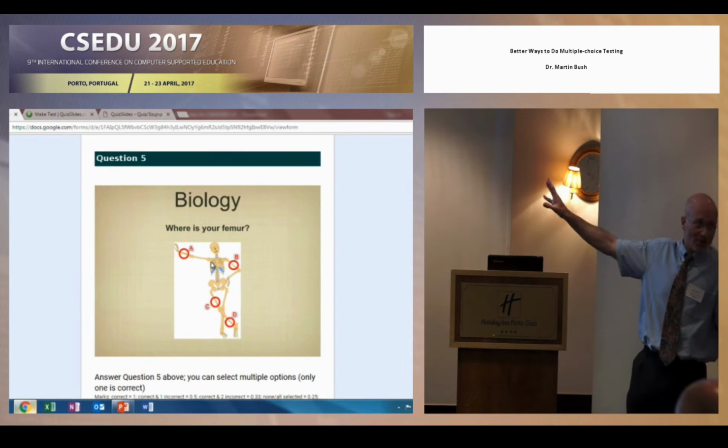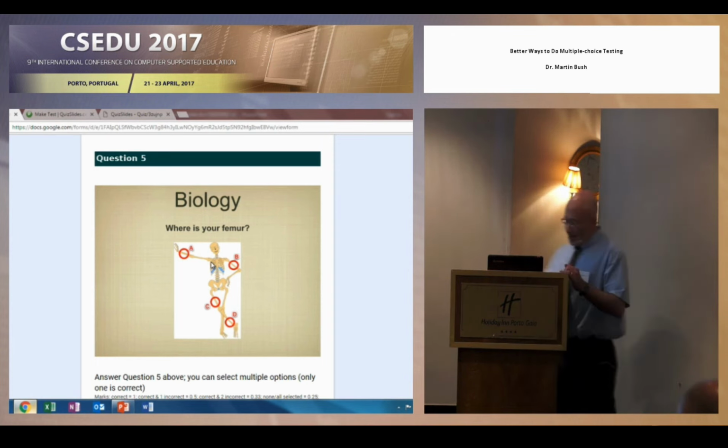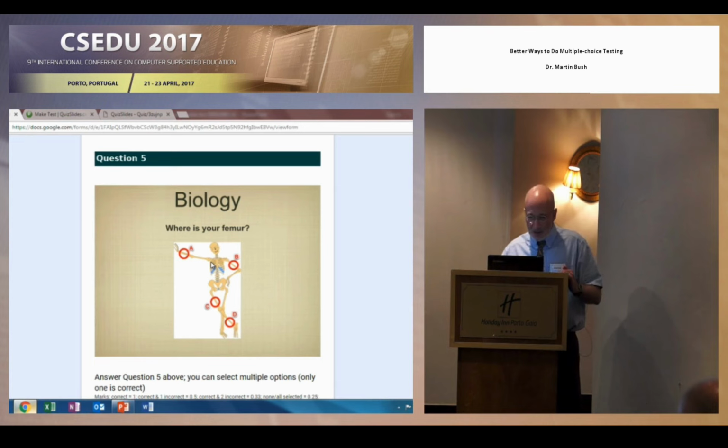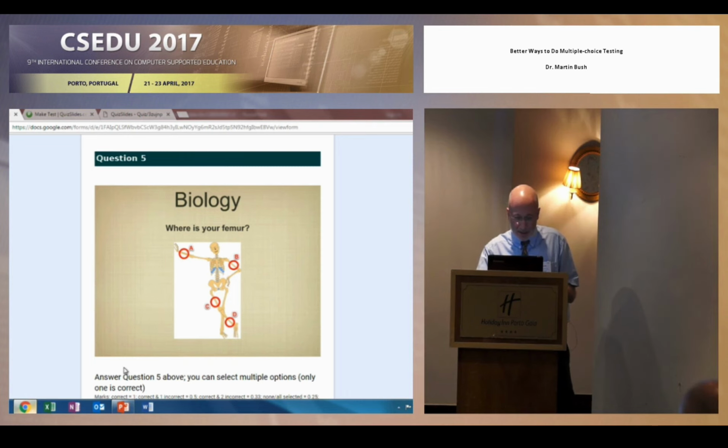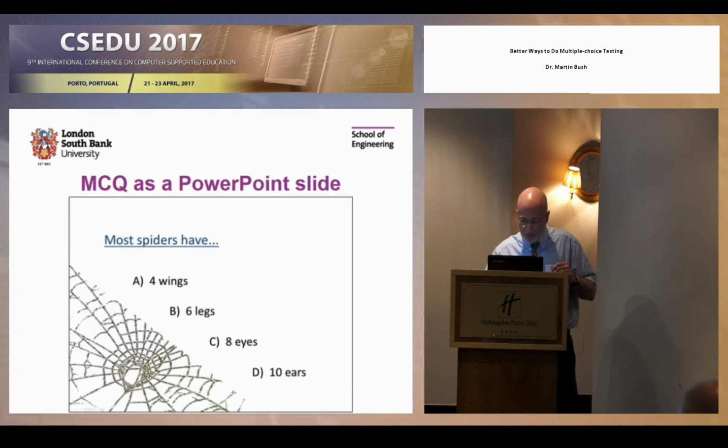Okay, so here's a question, and the 4 answers are there, A, B, C, D, they're hotspots within the image. I'll come back to this later because it's a subset selection test, which I'm going to explain a bit later.